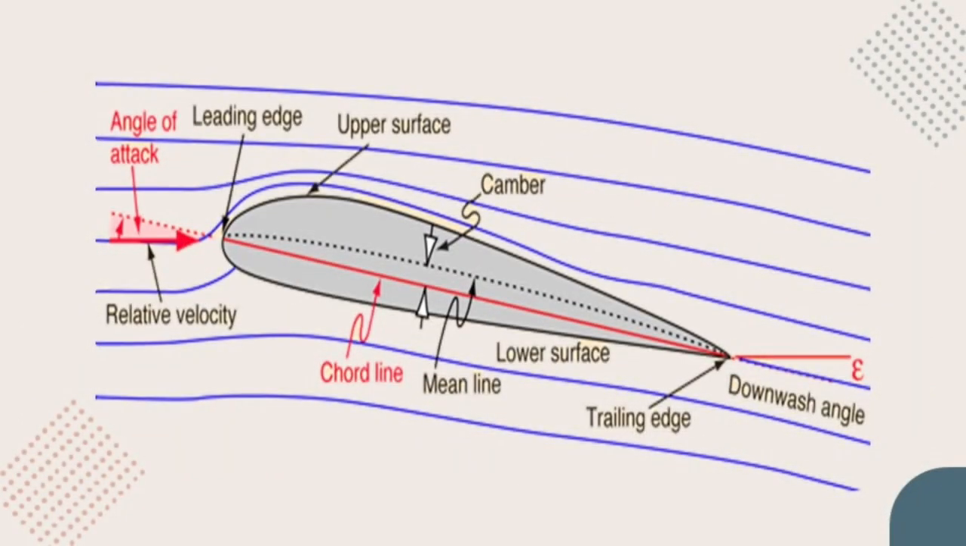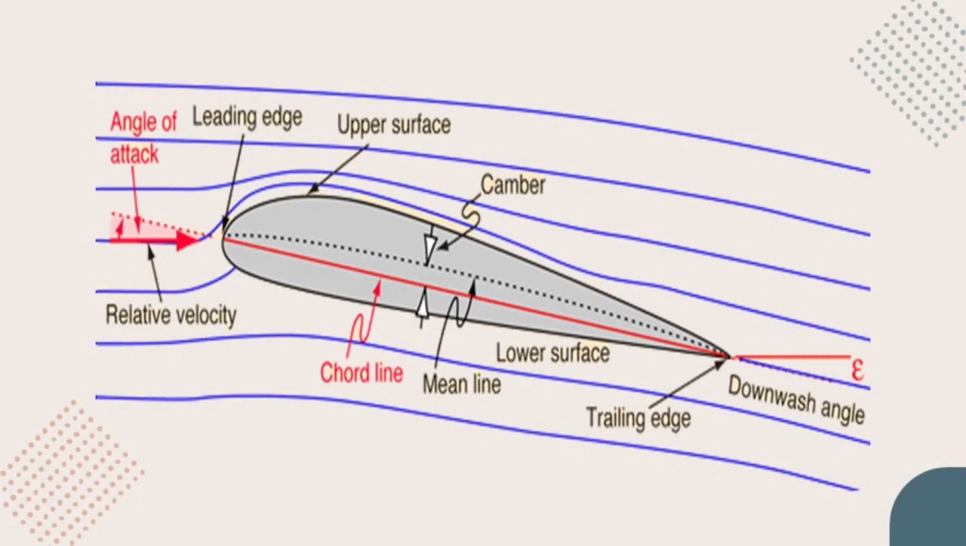Here are some key characteristics of airfoils used in wind turbine blades. First is the chord length. The chord length is the distance between the leading edge or the front and the trailing edge or the rear of the airfoil. It is a crucial parameter in determining the overall size and geometry of the blade. Next is the angle of attack. The angle of attack is the angle between the chord line of the airfoil and the direction of the oncoming wind. The angle of attack affects the lift and drag forces acting on the airfoil.